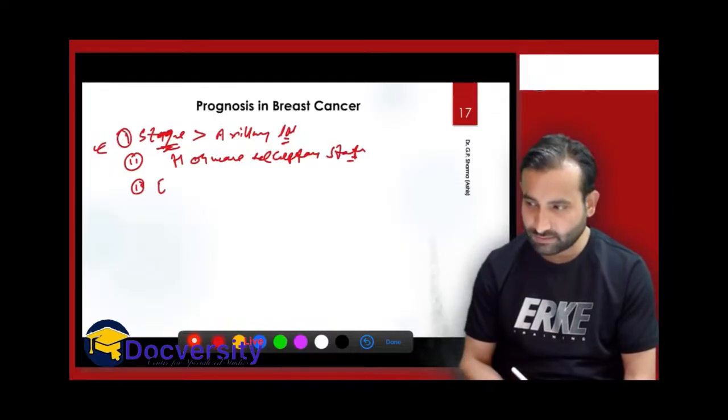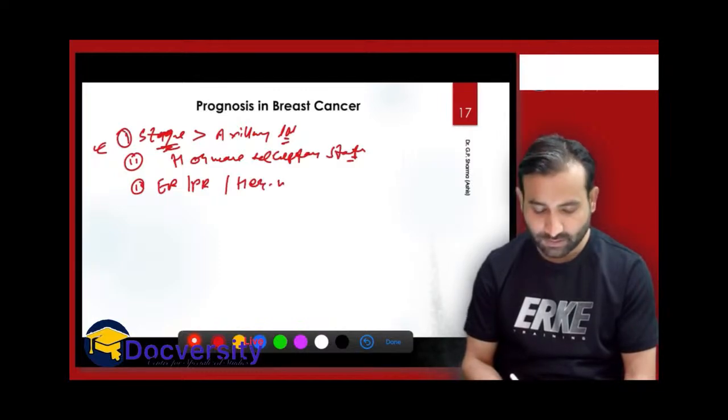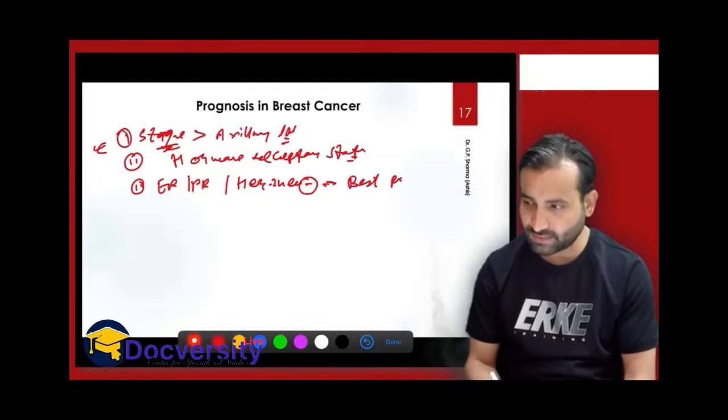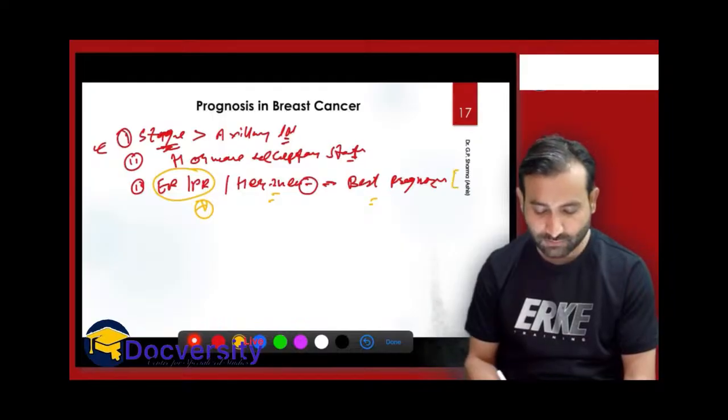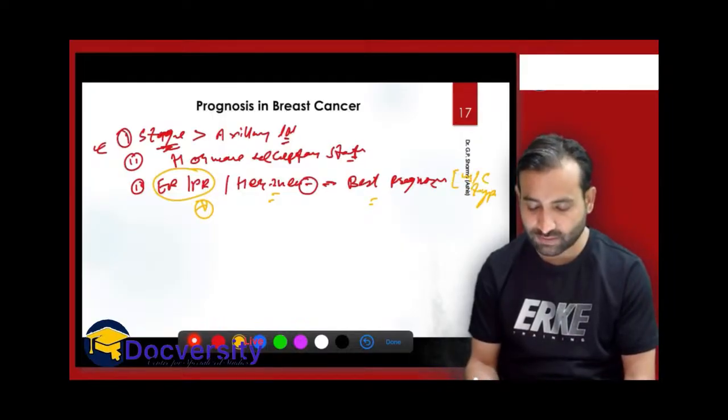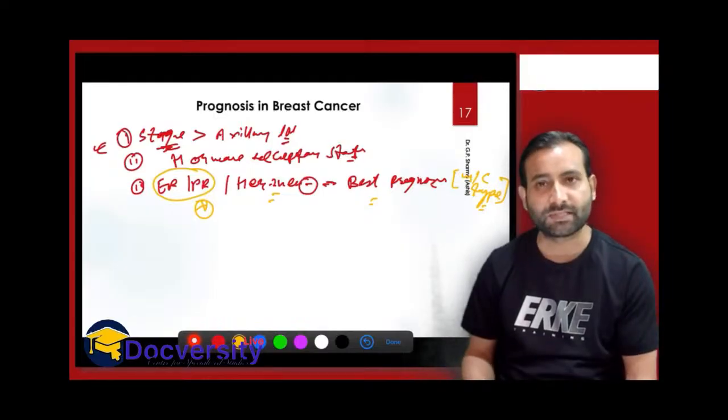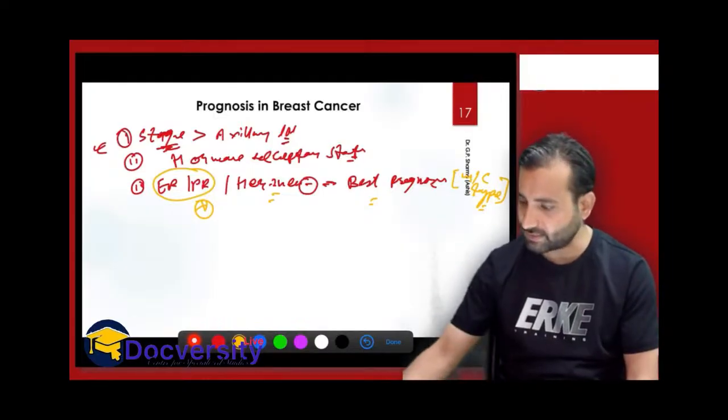Similarly, if the patient has estrogen receptor positive, progesterone receptor positive, and HER2/neu negative, it has the best prognosis. If we have ER and PR positive but HER2/neu negative, it has the best prognosis, and it is the most common type according to the receptor status. Is that okay? It's the most common type of breast cancer.